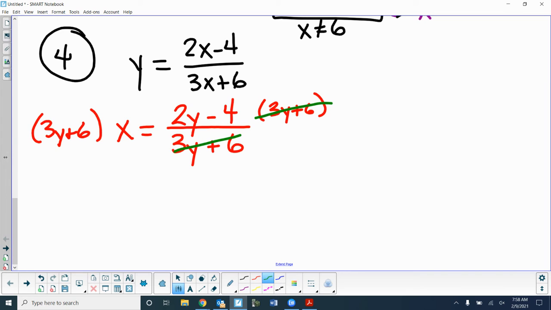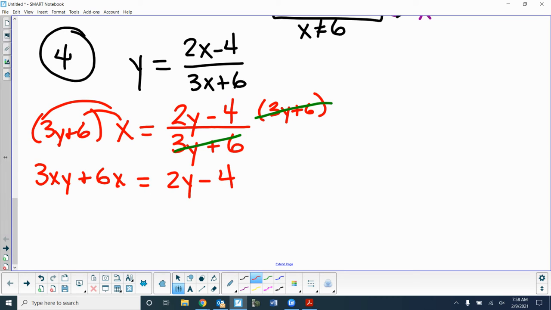So those will cancel. And then I'm going to distribute. So I got 3xy plus 6x equals 2y minus 4. Okay? So I think what I'll do this time is I'm going to take the 2y over to the left to get the y's together. And I'm also going to take the 6x to the other side to get it away from the y's. So I did 2 things at once here.